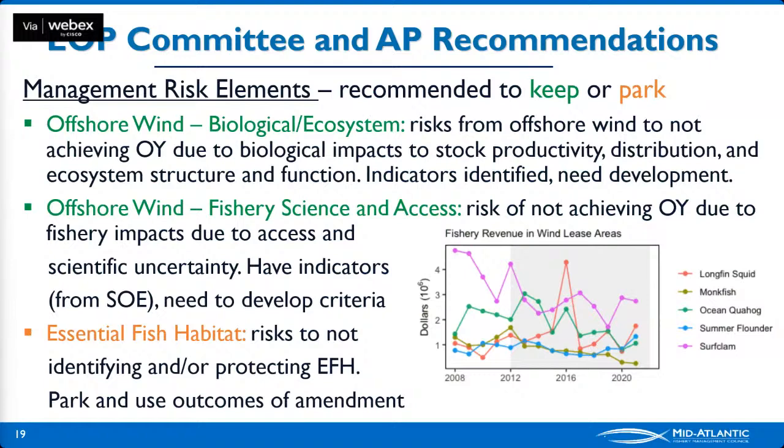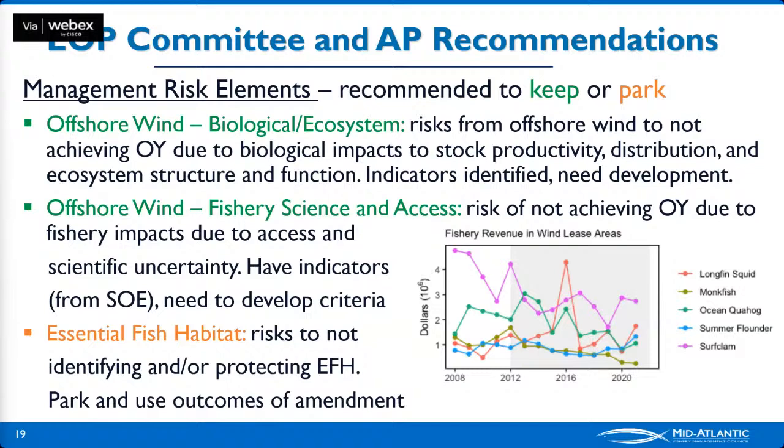So a big focus here is the risk elements associated with offshore wind. In our current risk assessment, we have a risk element called other ocean uses, and offshore wind has been accounted for in that in a general sense, but a lot has changed since 2017 in regards to offshore wind. The committee and AP were really interested in making sure that we call out offshore wind as a separate risk that we are tracking specifically.